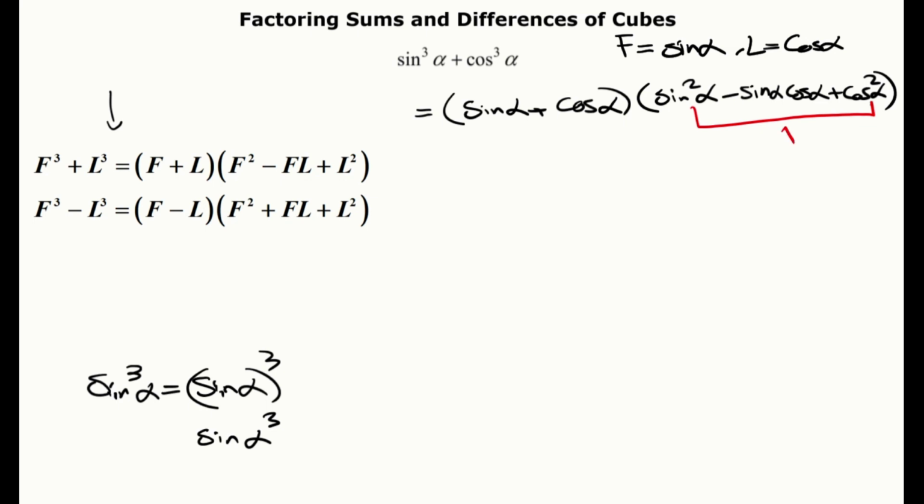So we can rewrite the factorization now as quantity sine alpha plus cosine alpha times quantity. Instead of the sine squared plus cosine squared, we'll put 1. So we get 1 minus sine alpha cosine alpha. And there we have factored sine cube alpha plus cosine cubed alpha.